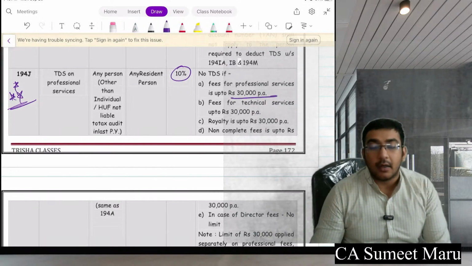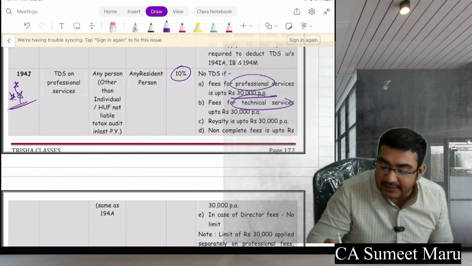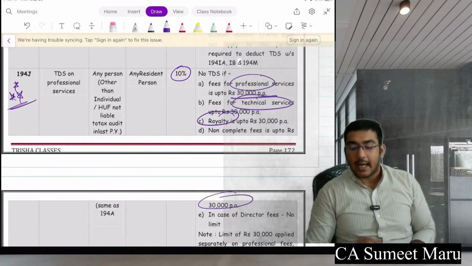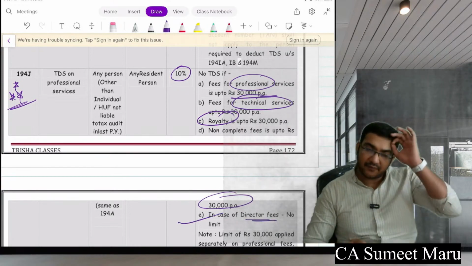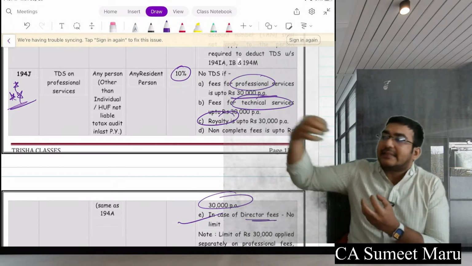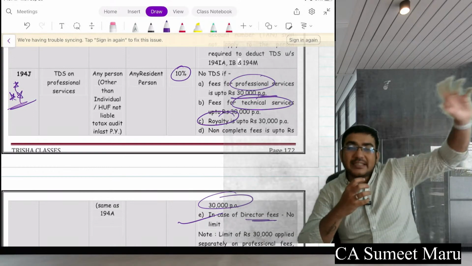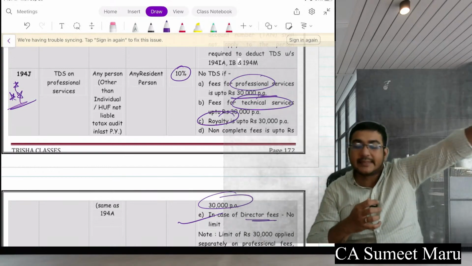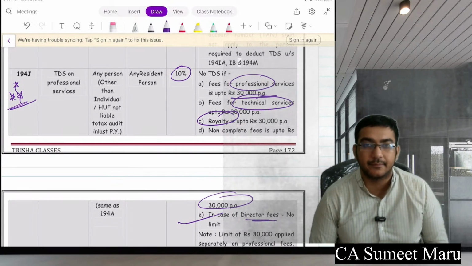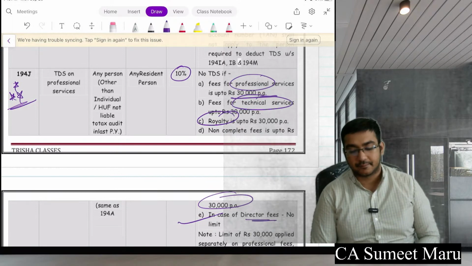Please remember, the limit of 30,000 is separate for professional service, separate for technical service, separate for royalty and separate for non-compete fees. And there is no limit for director fees. Director fees, TDS is applicable even from 1 rupee. So say if I give technical service to someone, the 30,000 limit is separate. If I give professional service to the same person, the 30,000 limit is separate. Don't mix this 30,000 limit for this particular section 194J.